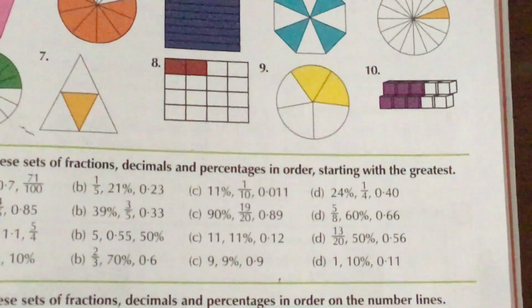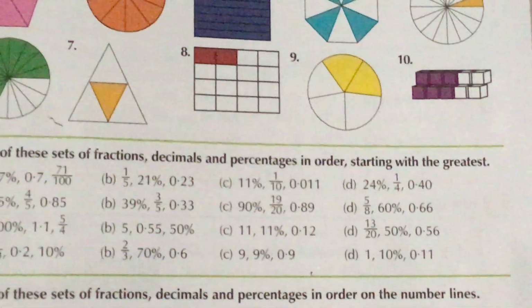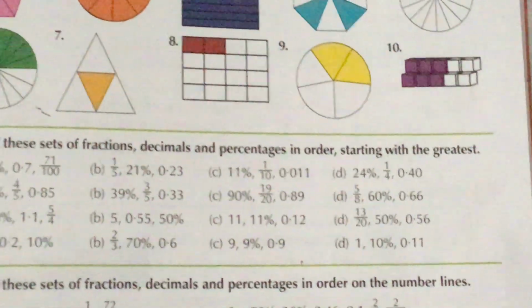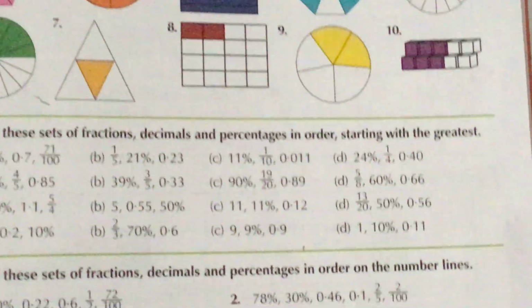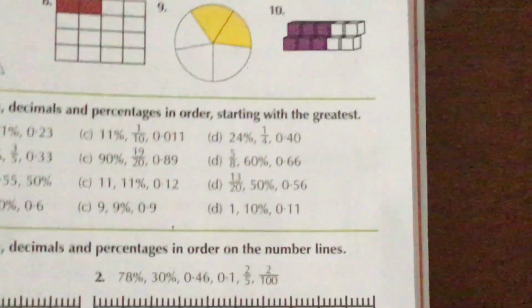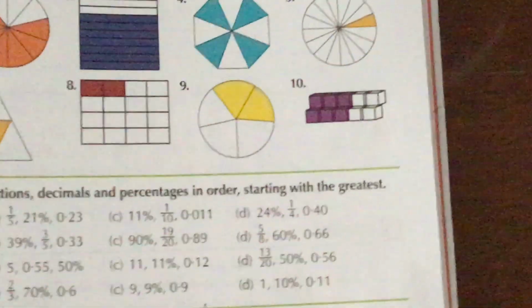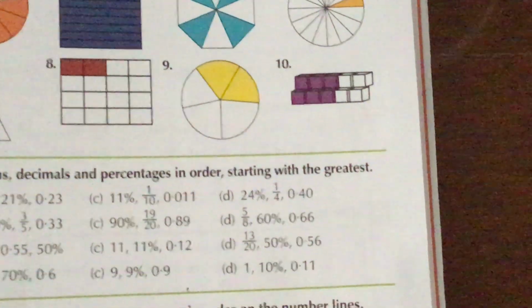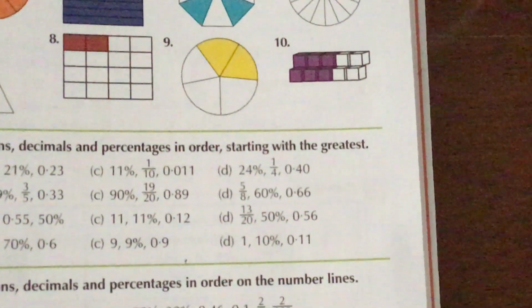Okay, but you see the way I answered them as 11%, then 1/10, then 0.011. But when I was working them out in my rough work, I had written down 11%, 1/10 is 10%, and 0.011 is 1.1%. You work them out. Then 24%, a quarter, and 0.40. So this time I'm still going to change them to percentages. So 24%, 1/4 is 25%, as we know, and 0.50 is a half, and 3/4 is 75%.